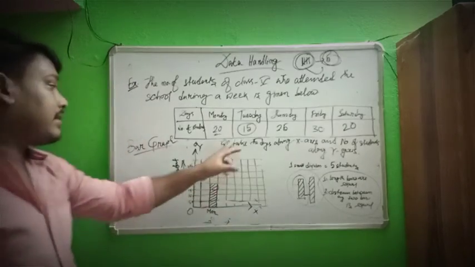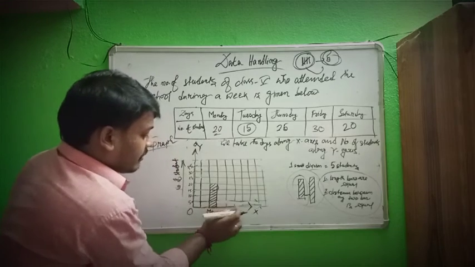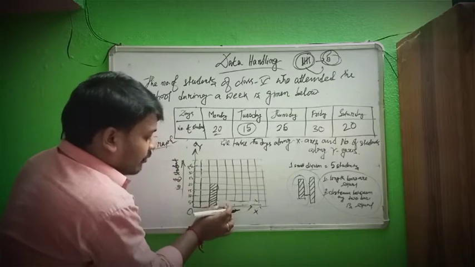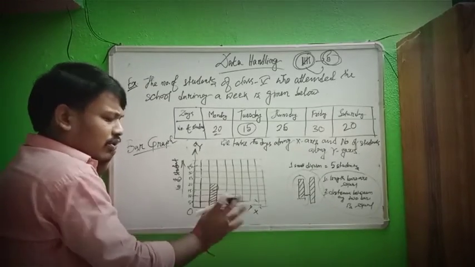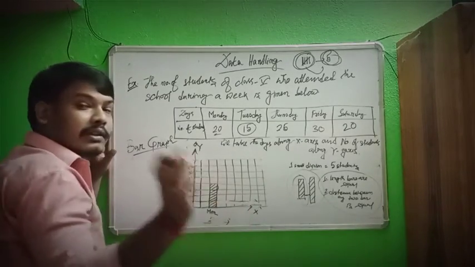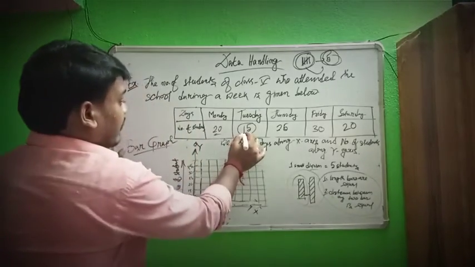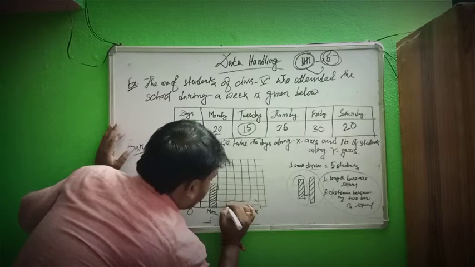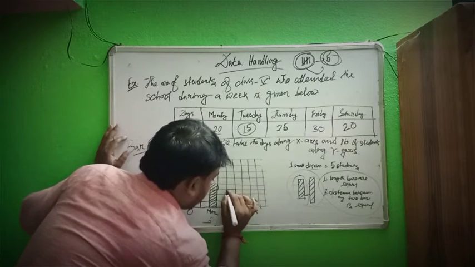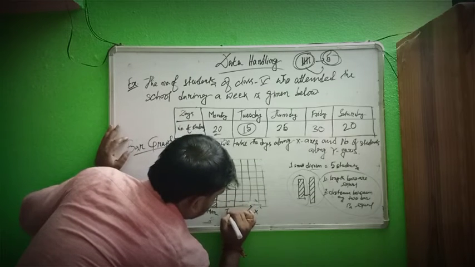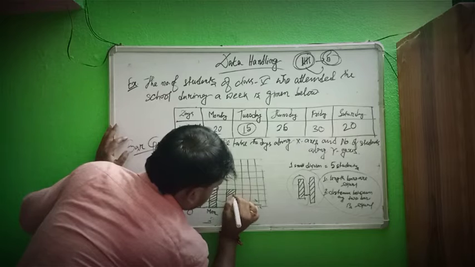Okay. Next is 15. For the next bar, the distance between two bars, we take 1 unit. First you can take 1 or 2, no problem, but the distance between two bars should be the same. First I draw, after that I will explain. So next is 15: 5, 10, 15, up to this. So this bar is for Tuesday.